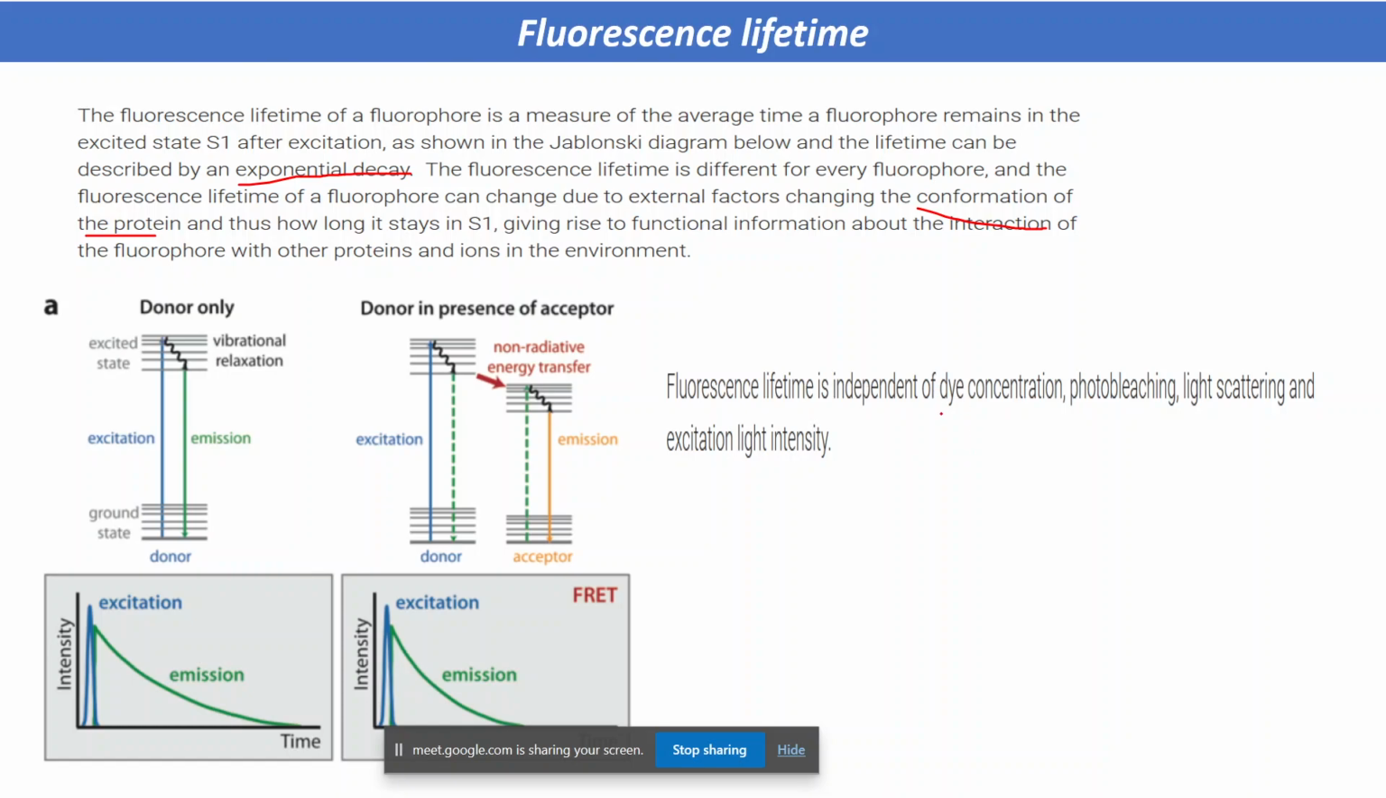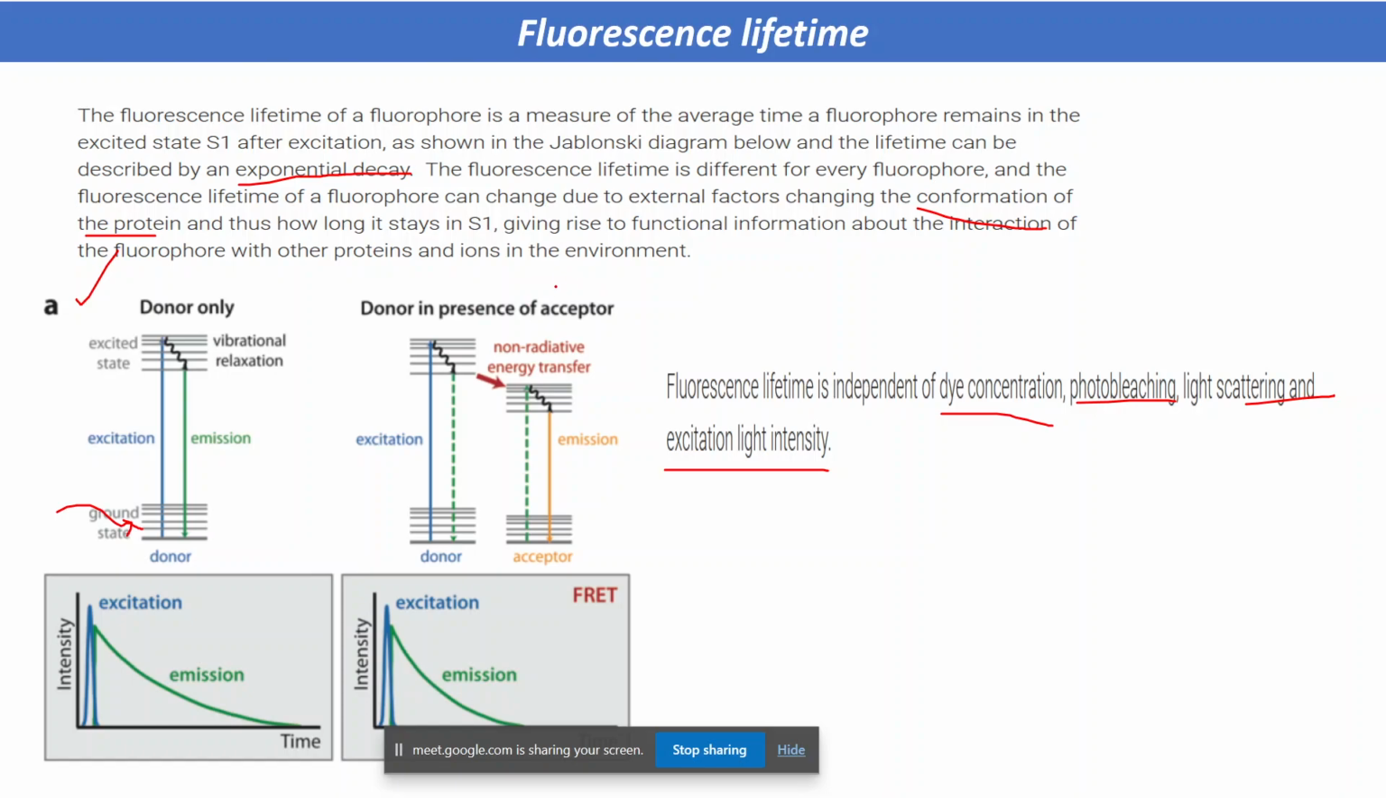But if we talk about dye concentration, photobleaching, light scattering, excitation light intensity, the fluorescence lifetime is independent of the dye concentration. It doesn't matter whatever concentration we are taking, it will be independent of it. It only changes with external factors, such as changing the conformation of the protein or by pH, etc. If you look here, in the system there is donor only. If you excite a donor to a high excited state, then it vibrationally relaxes back to the lowest vibrational level of the excited state and further it emits.